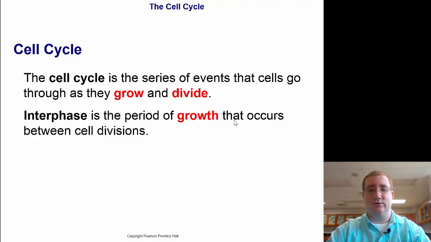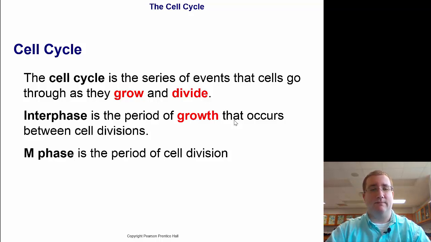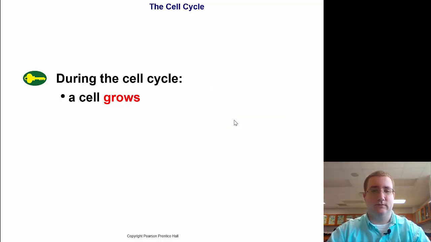The cell cycle consists of two main phases. The first phase is known as interphase, which is the period of growth that occurs between cell divisions. So this is where most of your cells are. Most of their lifespan is in interphase, where they're growing, they're just doing what they're supposed to be doing. And eventually, if they get too large and they reach that spot, they're going to enter the M phase, which is the actual period of cell division.